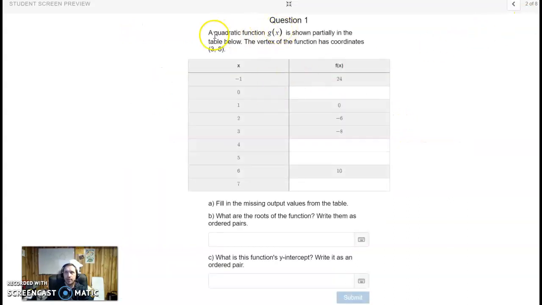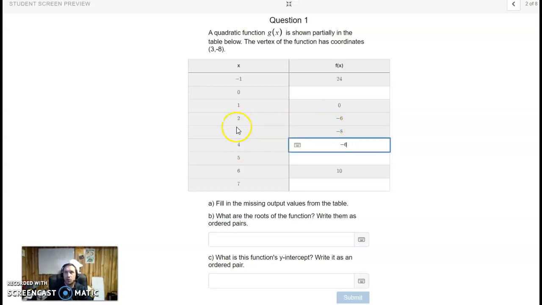The first question says a quadratic function below is shown partially. The vertex of the function has coordinates (3, -8). So remember, you could sketch this in your head or sketch it on paper if you want, but that (3, -8) is the vertex. What that means is everything on either side of it is mirrored. And so if we go 1 down in x, we get -6. If we go 1 up in x, we should get -6.